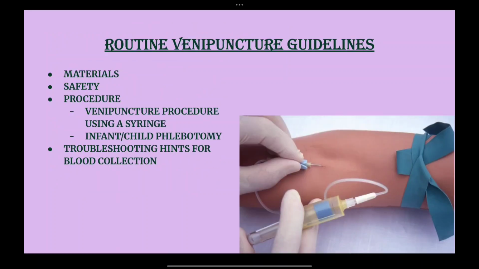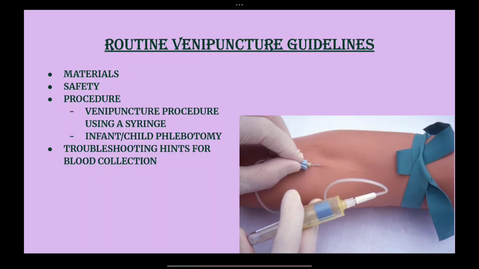Now, the routine venipuncture guidelines are an important procedure that every healthcare professional should follow, and they are guidelines put forth by the WHO, which is the World Health Organization. The routine venipuncture guidelines involve certain methods and steps to be followed accurately and should be put into practice by every healthcare professional.